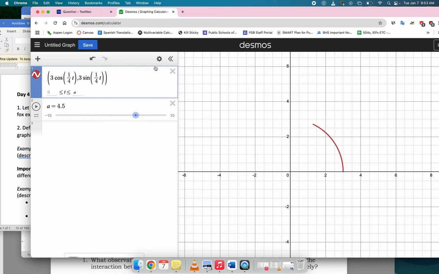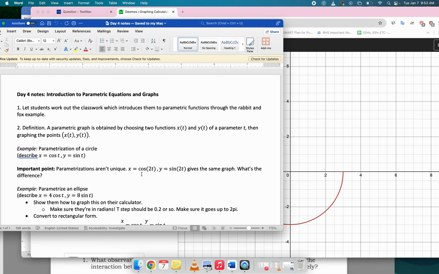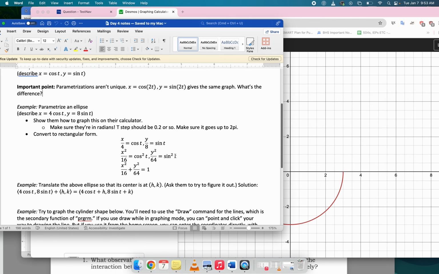You can also change the direction in which it's traced out by putting negative signs on every instance of the t. Now this guy is going to be traced out in the opposite direction. It's still the same graph. It's still just a circle of radius 3, but it's being traced out differently. Okay? So that's one thing.